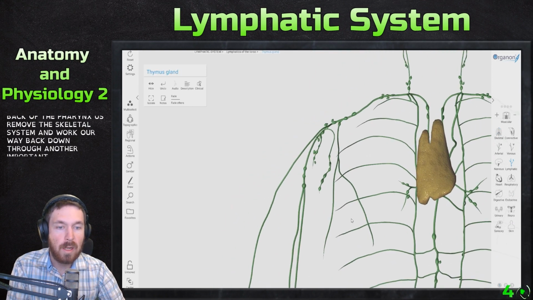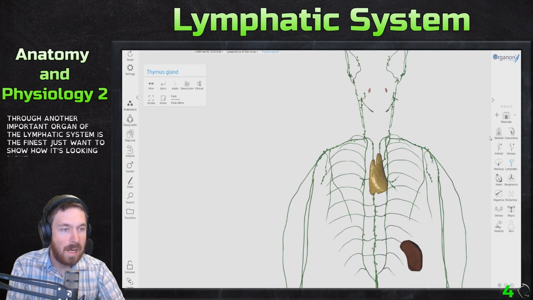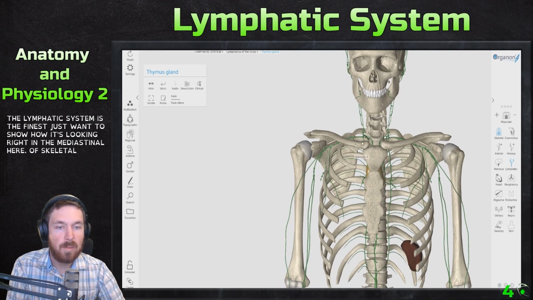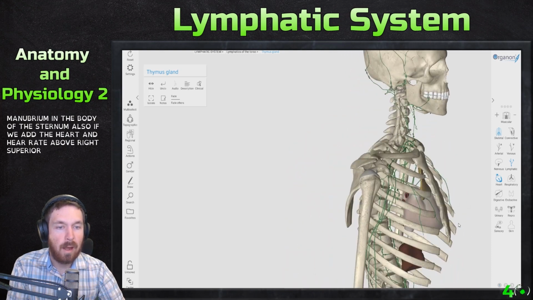Another important organ of the lymphatic system is the thymus. Just want to show how it's located right in the mediastinum here. If we add the skeletal system, it's right behind the manubrium and the body of the sternum. Also, if we add the heart in here, it's right superior to the heart as well. So what is the thymus?